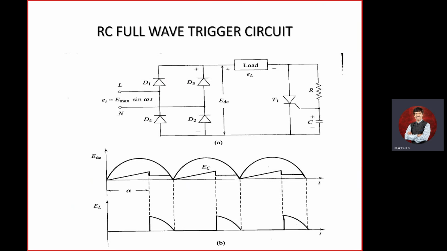This is your initial input. Then this is passing through the full wave rectifier. The output of the full wave rectifier is this one. This output has been given to the circuit, that is your SCR triggering circuit. So you are going to get this for each half cycle.